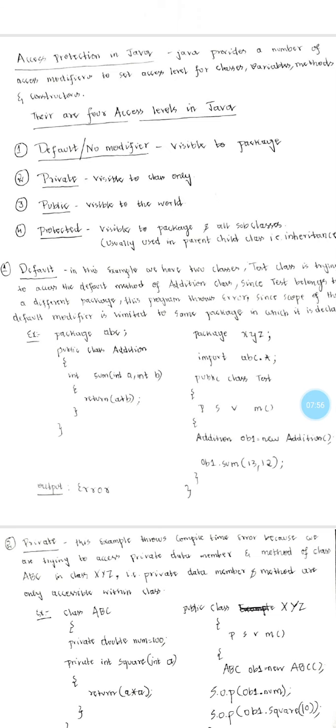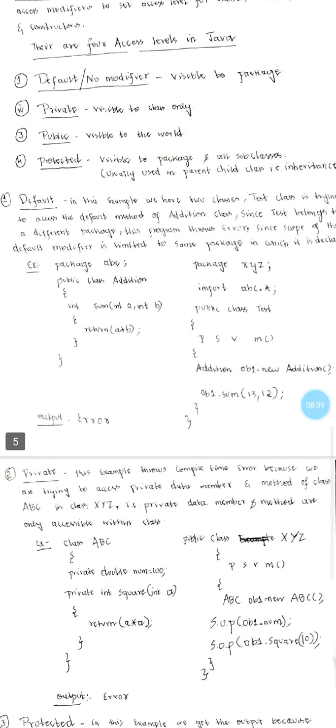Now the second type is private. This is visible to the class only. That means if I make something private, I can use that within the class. It is not allowed to use outside the class. Okay, now third type, public. If I make something public in nature, then this is visible to the outside world. That means outside the package, outside the class, outside the subclass, anywhere I can use. So if I make it public, I can use it anywhere.